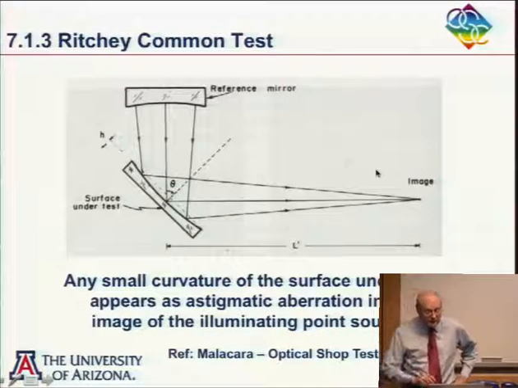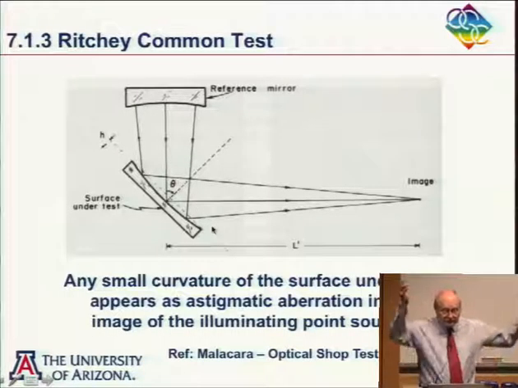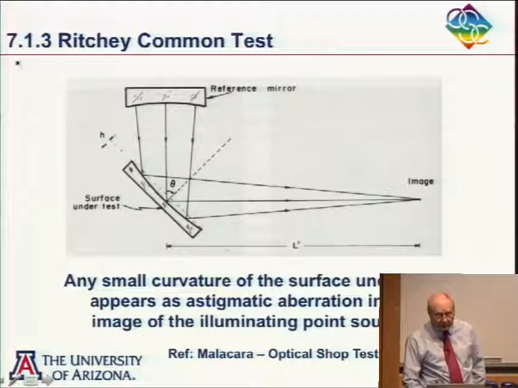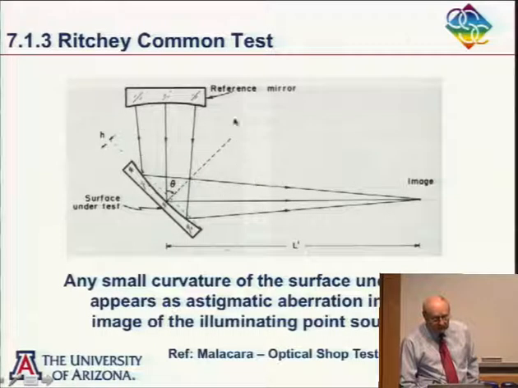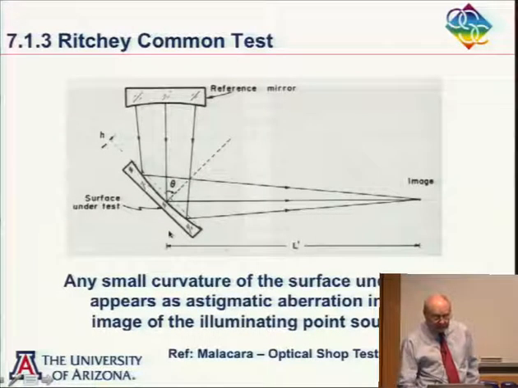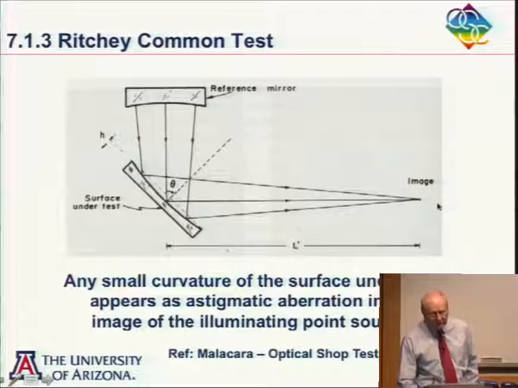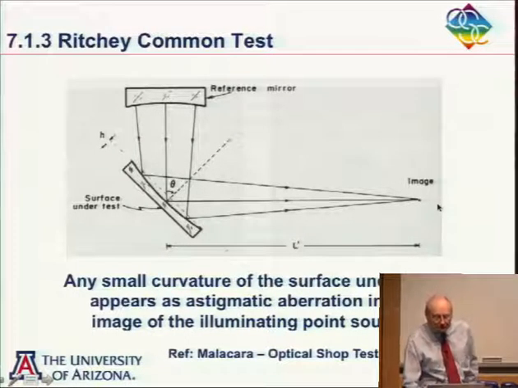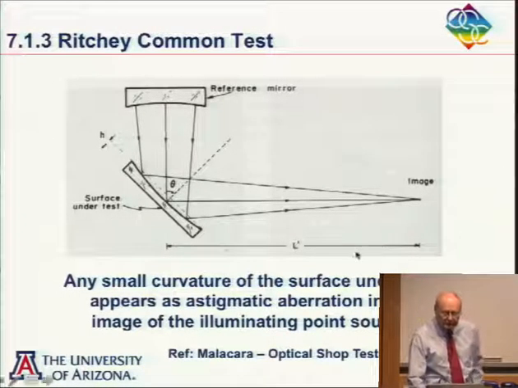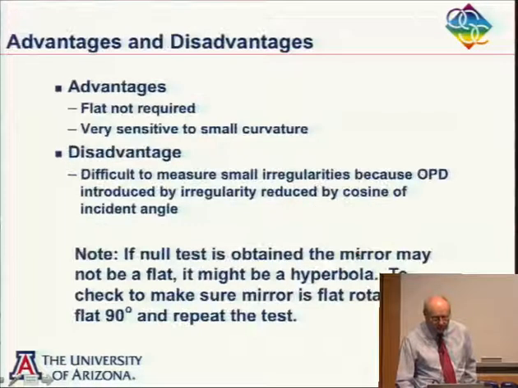And so this is still a very common test because people generally don't have large flats. They're more likely to have a large sphere. And so the Ritchie-Common test is commonly used. But nowadays, typically you don't measure the distance between S and T foci. You put an interferometer here and measure the wavefront coming back.